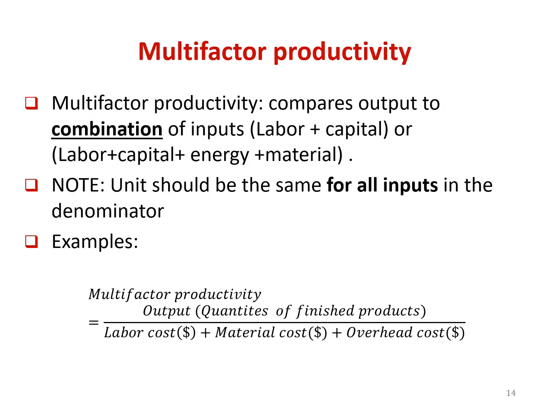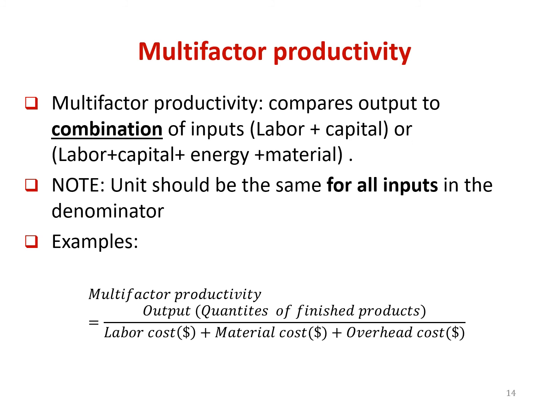Okay, next is multi-factor productivity. Just now we have learned partial productivity. So now what is multi-factor productivity? Multi-factor productivity compares output to a combination of inputs. So you are trying to evaluate how many outputs over a combination of inputs, for example, labor plus capital plus energy plus material.